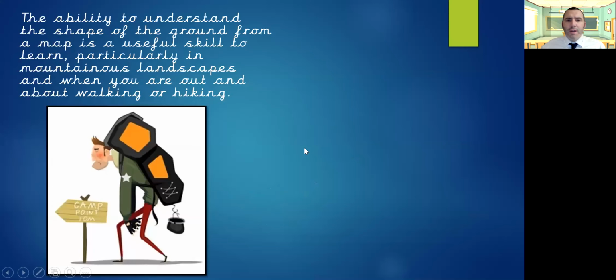The ability to understand the shape of the ground from a map is a really useful skill to learn, particularly in mountainous landscapes and when you're out for a walk or hiking, or even if you're going camping and taking your equipment with you, so you've got lots of weight, you don't want to be trying to hike up really steep hills.